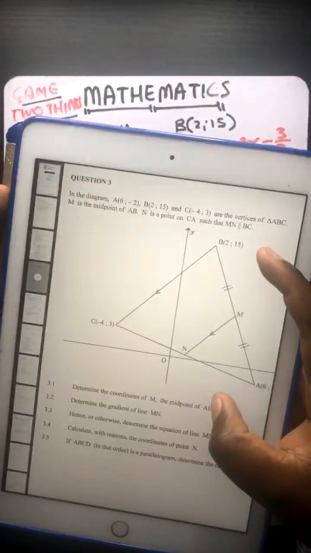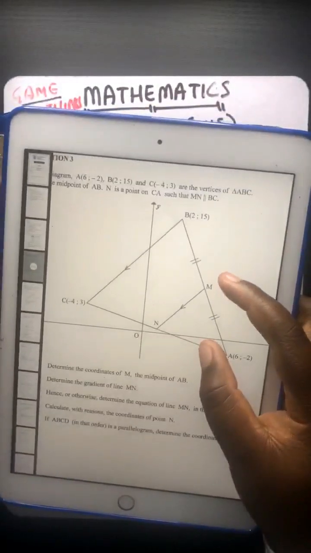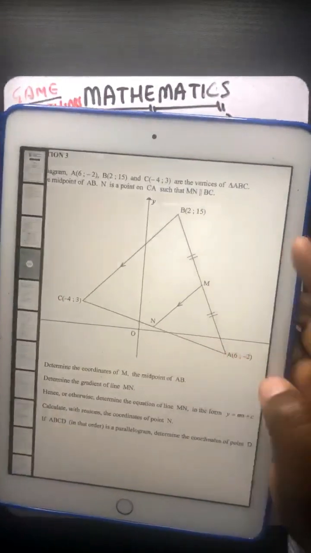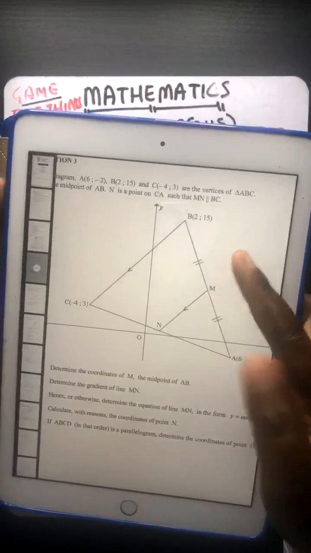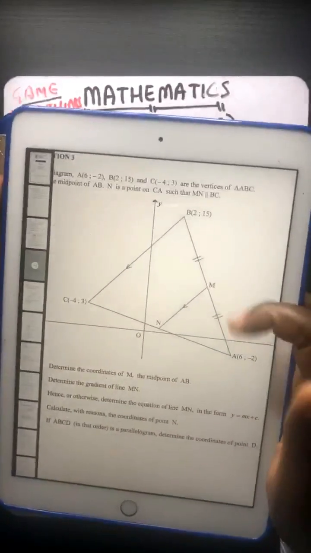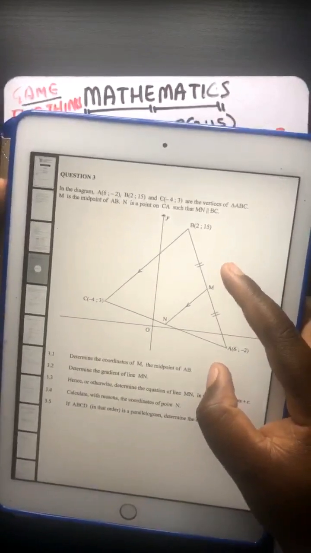Then I go to question 1 and say, determine the coordinates of M, the midpoint of AB. Then I just talk to myself, for me to calculate the midpoint, I need two things, being that and that. Can you see? Already you know how to answer that question. You don't need to write it down because it's going to waste a lot of your time.